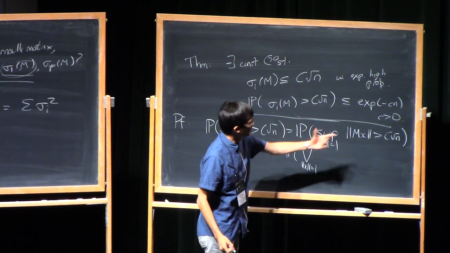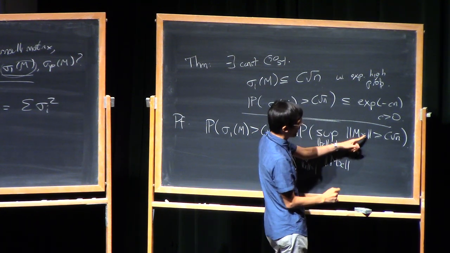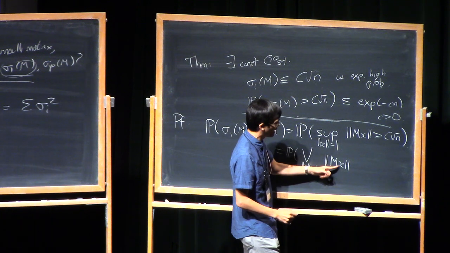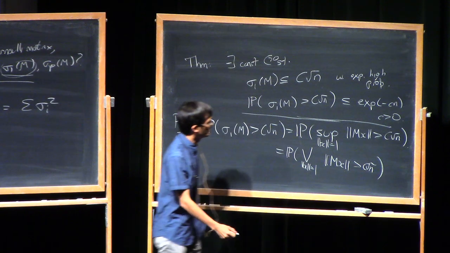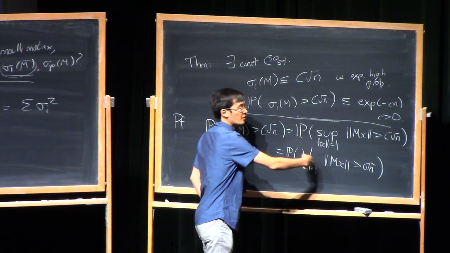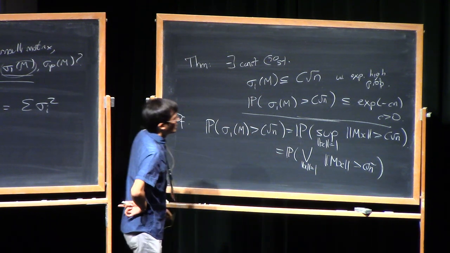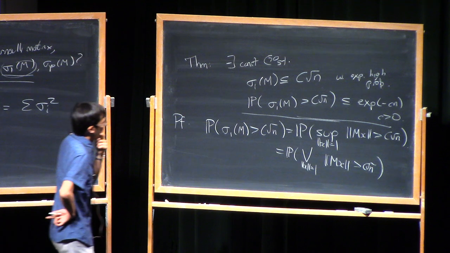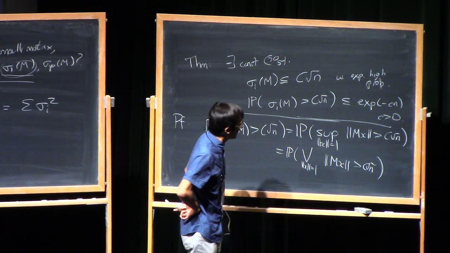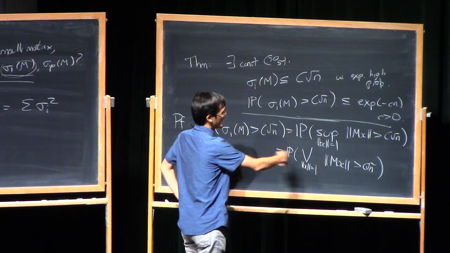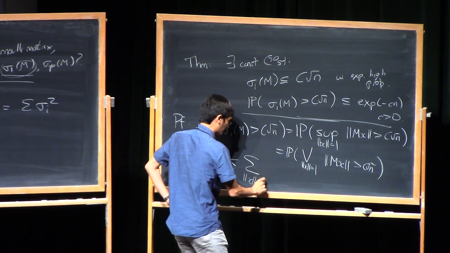For every unit vector, there's an event. For every unit vector, there's a chance that unit vector is the bad singular vector. That unit vector might be the vector that makes this quantity big. And then you're taking the union of all these events, and we're trying to show that this probability is exponentially small. The most naive thing you could do here, and it's way too naive, is the union bound. You can say, this is a union, so I can bound this by the sum over all unit vectors of this probability.